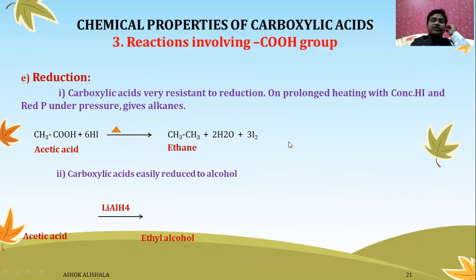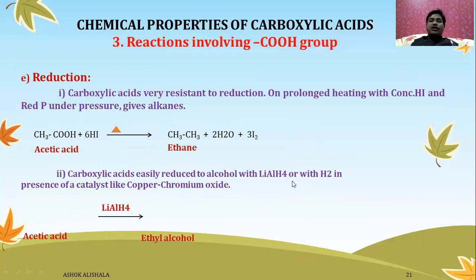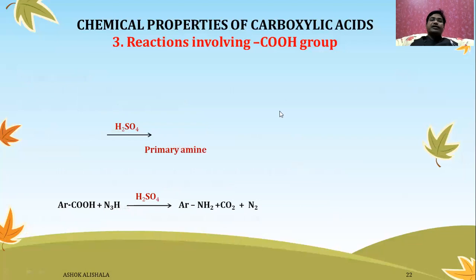Now let us take the other one: the carboxylic acid is easily reduced to alcohol with lithium aluminum hydride, or with hydrogen in the presence of a catalyst like copper chromium oxide. That means normal reduction is difficult, but with lithium aluminum hydride or hydrogen in the presence of a special catalyst called copper chromium oxide, and this is going to be acetic acid, ethyl alcohol and water are formed, with lithium aluminum hydride.